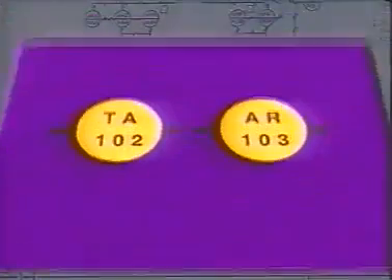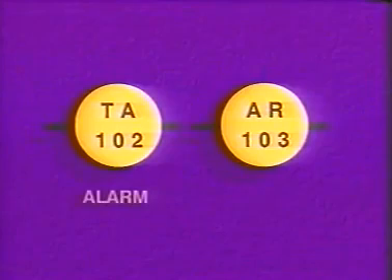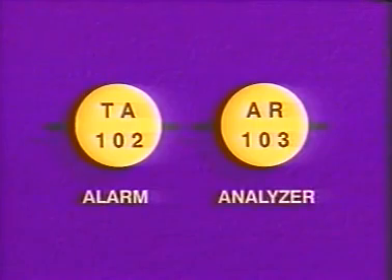The letter A can indicate either an analyzer or alarm. When A is placed after another letter, like the first example, it usually means an alarm. If the letter A is placed in front of another letter, like the second example, it usually indicates an analyzing instrument.